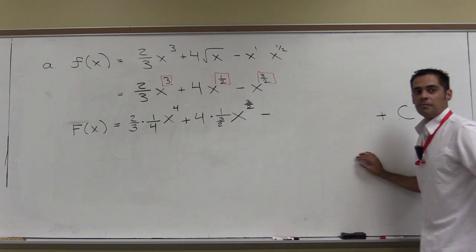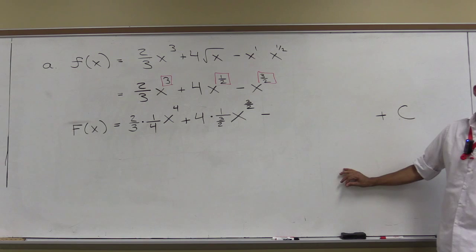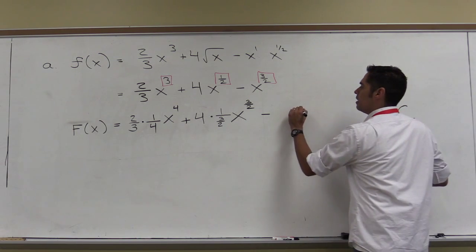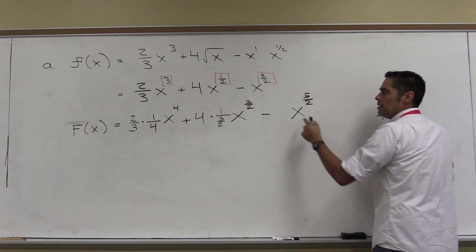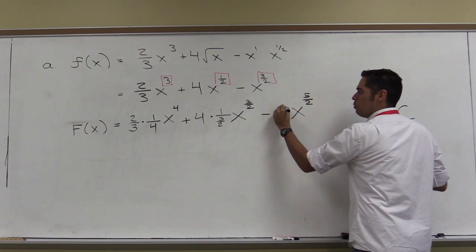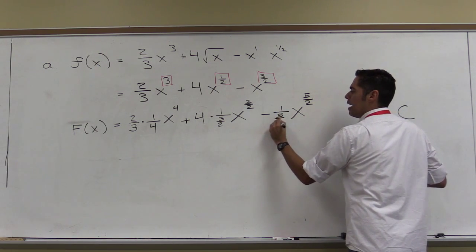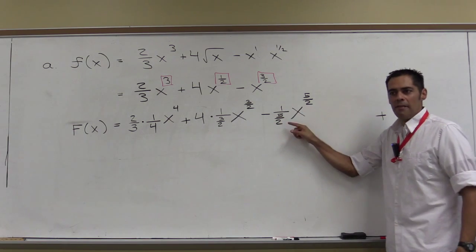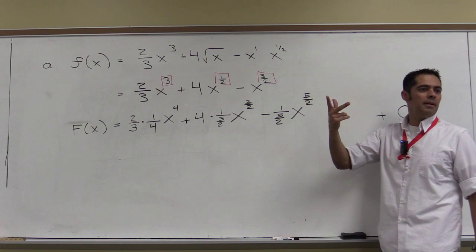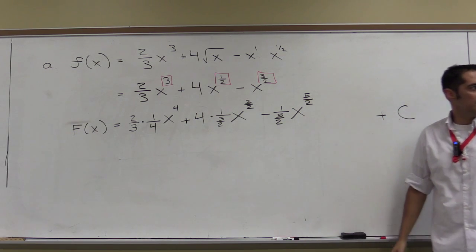Minus x to the 5/2 is the power. And the number out front is 1 over 5/2, which will be 2/5. And what you do is eventually get to the point where you don't write the 1 over 5/2. You just mentally flip it in your head, 2/5, and you're good.